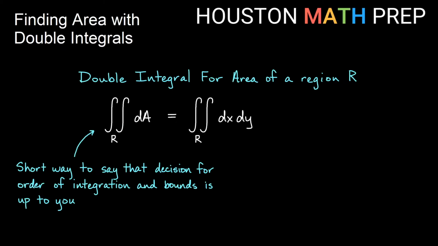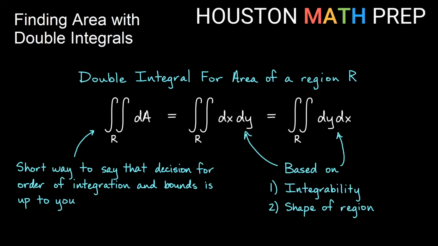So remember, we can write this as the double integral over the region R dx dy, or we can write it as the double integral over the region R dy dx. What we'll be paying attention to specifically in this video is looking at the shape of our region R, and that will help us to determine if it might be easier to integrate in dx dy order or dy dx order. Let's go through some examples now.